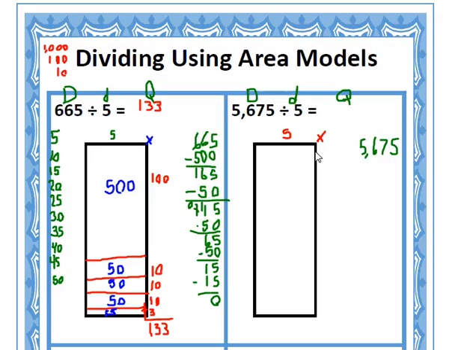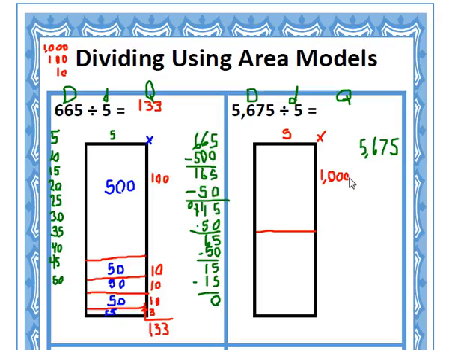Since 5,675 has 1,000, 5 times 1,000 is what? 5,000. So is 5,000 less than 5,675? Yeah, it is. So I can put 1,000 here. And that is going to be a pretty big chunk of this, right? Yeah, so I'm going to take a pretty good chunk. But I'm going to leave a little bit of room.